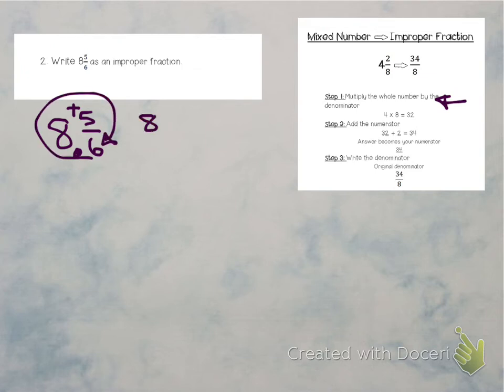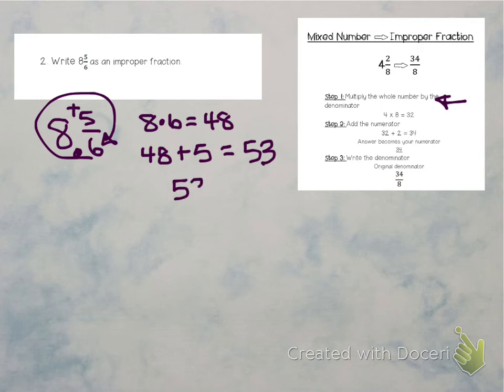Okay, so 8 times 6 is 48. Then we take 48 and we add 5 to that. So 48 plus 5 is 53. Okay, and it all goes over the same denominator. So we have our new numerator of 53, and 53 goes over 6. And then now we have an improper fraction.